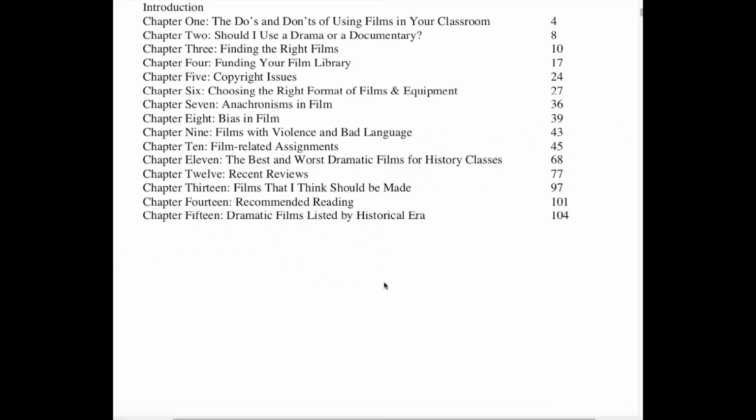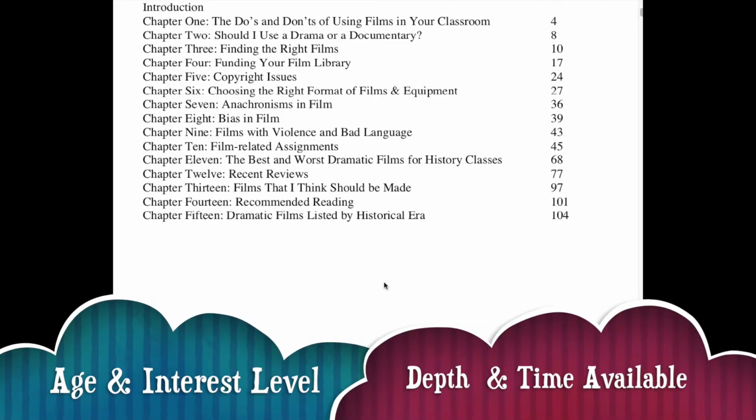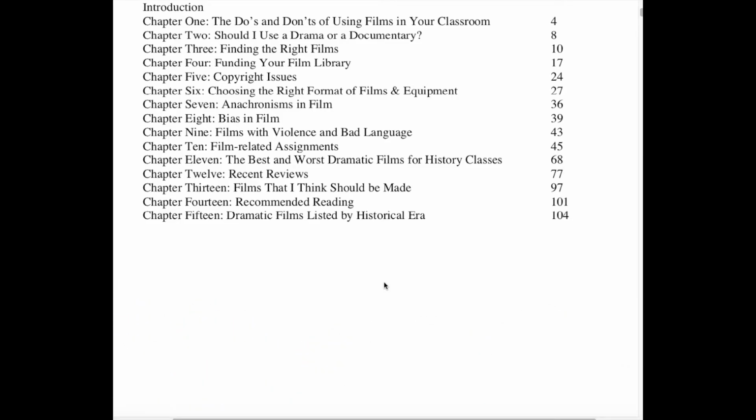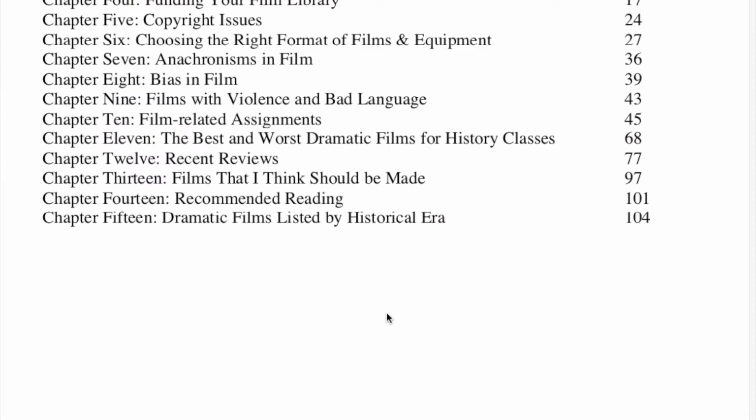Just because there's a film on a subject doesn't mean it is necessarily the film you should be showing for that class at that time. Chapter 4 has some great tips on how to find resources to fund a film library for your department. Chapter 5 deals with copyright issues so that we can be careful to follow the law. Chapter 6 is choosing the right format of films and equipment.